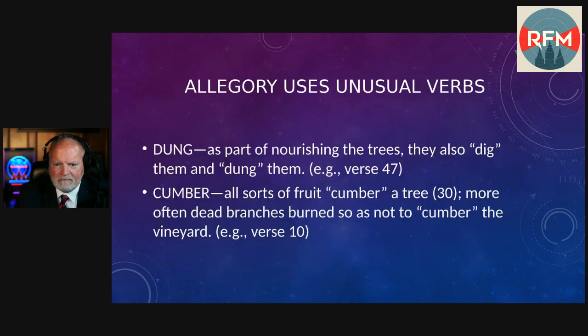Let's go on now and talk about how the allegory of the olive tree uses some unusual verbs. Here I'm thinking of dung and cumber. Dung, of course, can be a noun, but it's used as a verb unusually in Jacob chapter 5. As part of nourishing the trees, they also dig them and dung them. And cumber is the second word. All sorts of fruit cumber a tree in verse 30, and more often dead branches are burned so as not to cumber the vineyard itself or the ground of the vineyard.